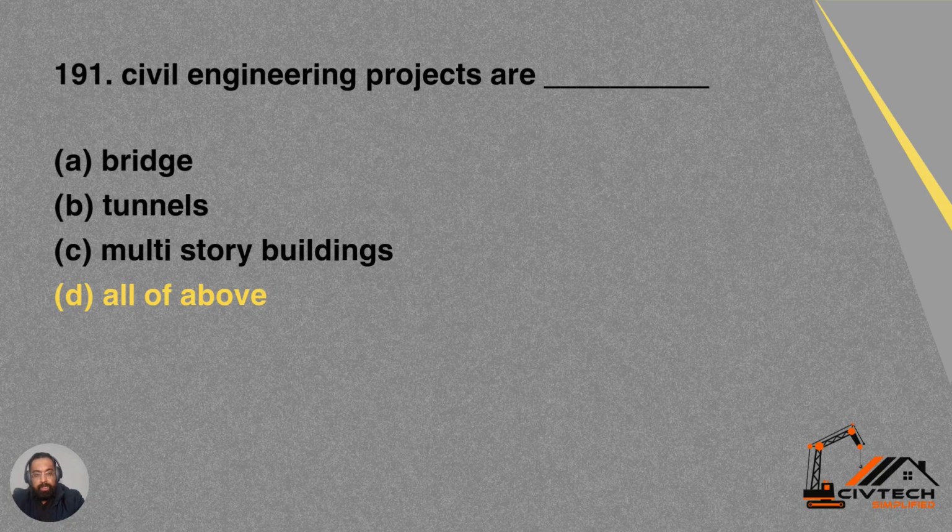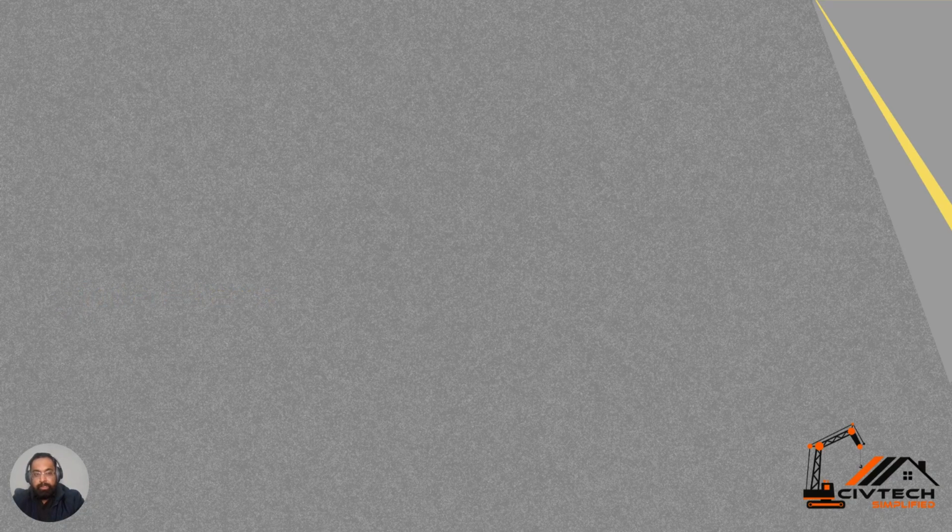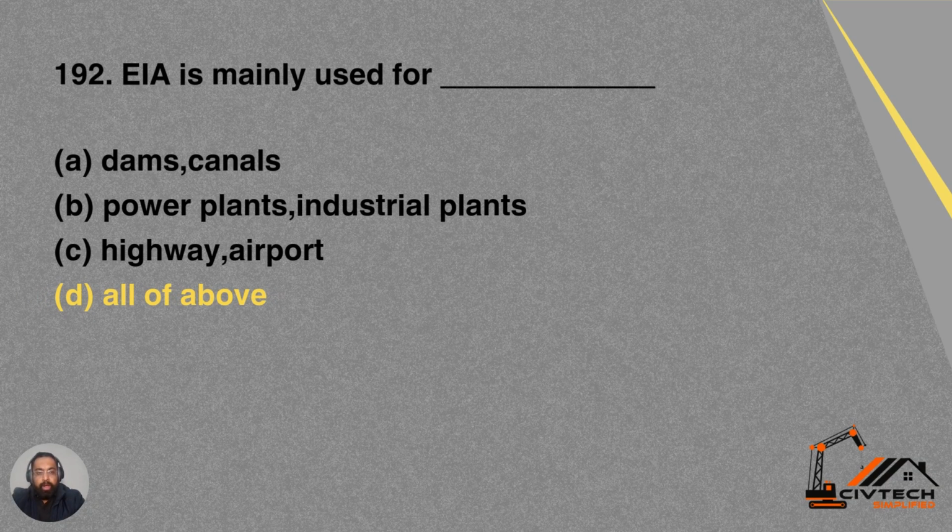191. Civil engineering projects are dash. Option A, bridge. Option B, tunnels. Option C, multi-story buildings. Option D, all of the above. So all these are the correct options. Civil engineering projects include bridges, tunnels, and multi-story buildings.